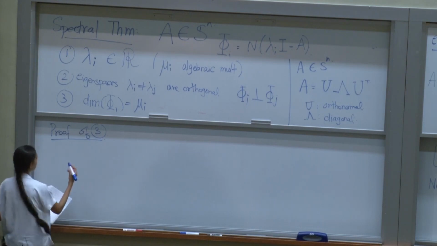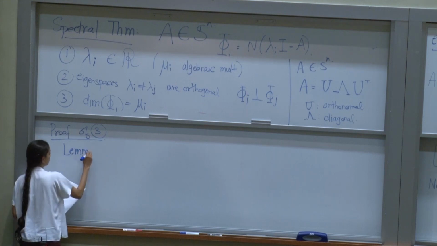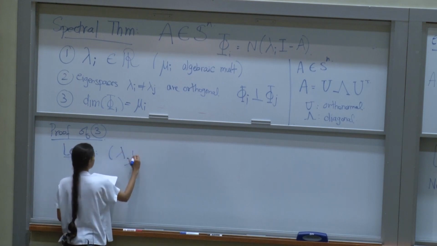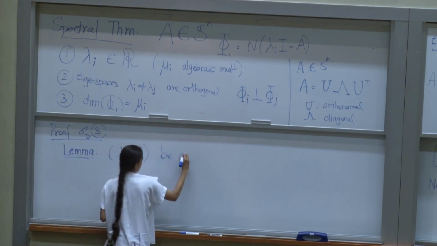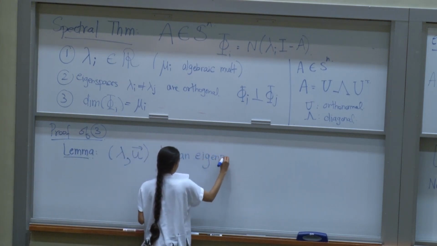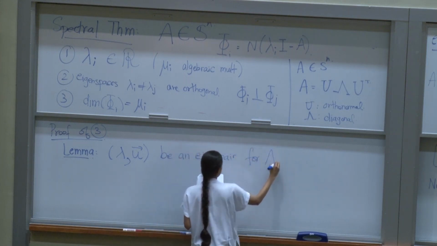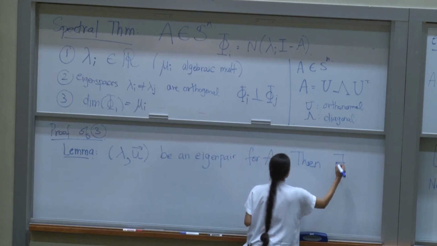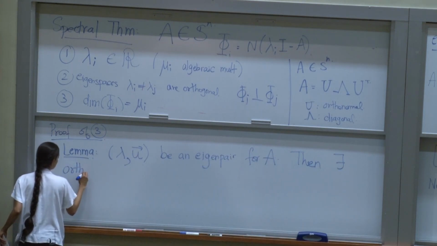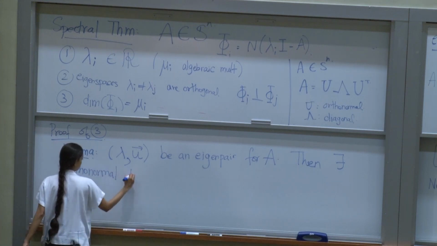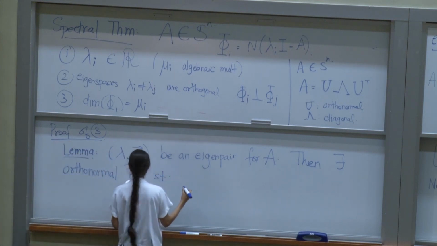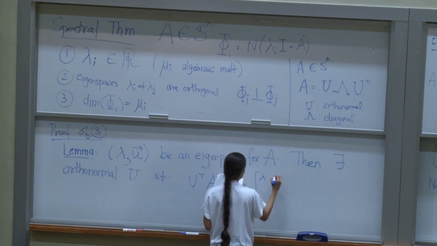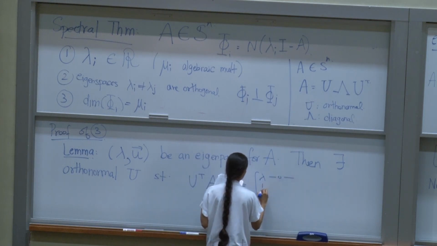And to do 3, we're going to first prove a lemma. And here we're going to say, let lambda, u be an eigenpair for A. Then there exists orthonormal U such that U transpose A U is lambda, and then zeros here, zeros here.